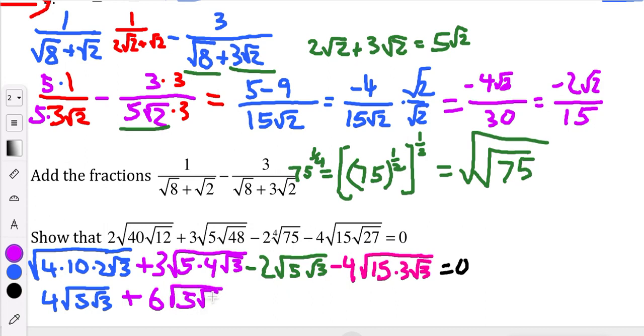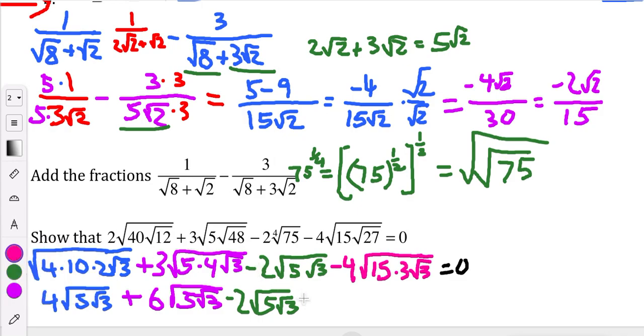Hey, I'm seeing a pattern. I really hope it holds. Sometimes they are mean, though, and they don't hold the pattern. So 5 root 3, minus 2 times root 5 root 3, right? So you see the pattern? We're on a roll here. It's just the same thing.